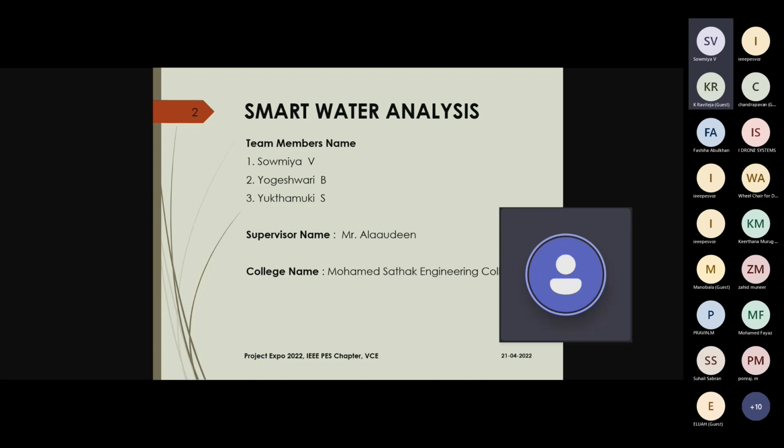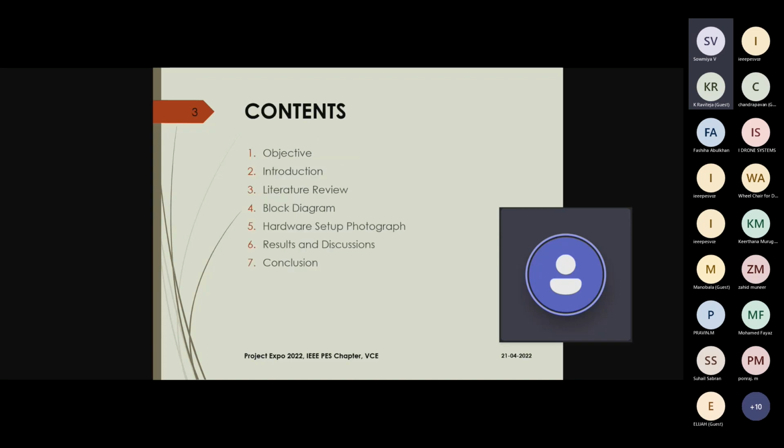Our project is Smart Water Analysis based on Internet of Things. By this project, we can determine the exact water level of the tank and underground resources. In early times, humans needed to go underwater to check the level of water. It is a high risk, and in some cases it could be lethal. Here is the overview of the slides we will explain: objective, introduction, literature review, block diagram, hardware setup and hardware components, results and discussions, conclusions.